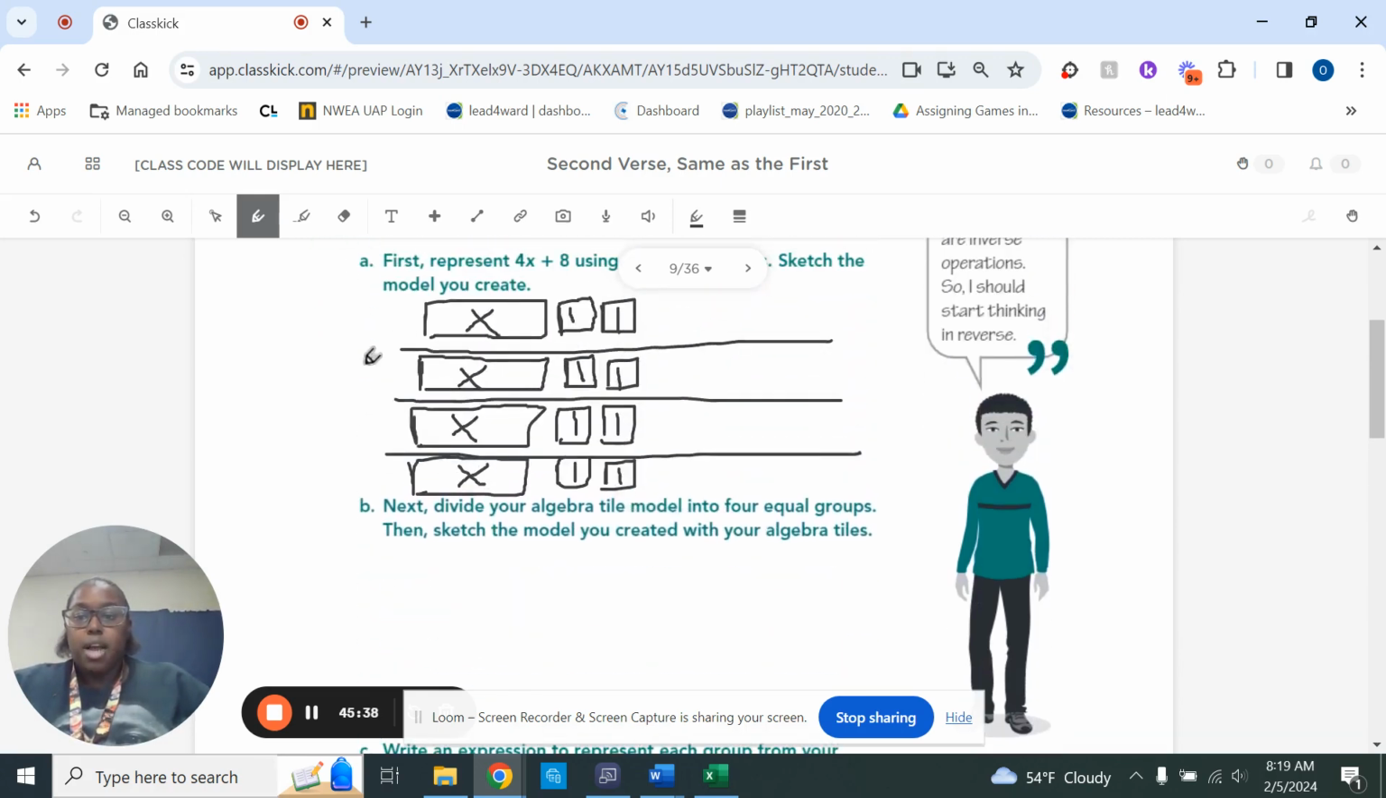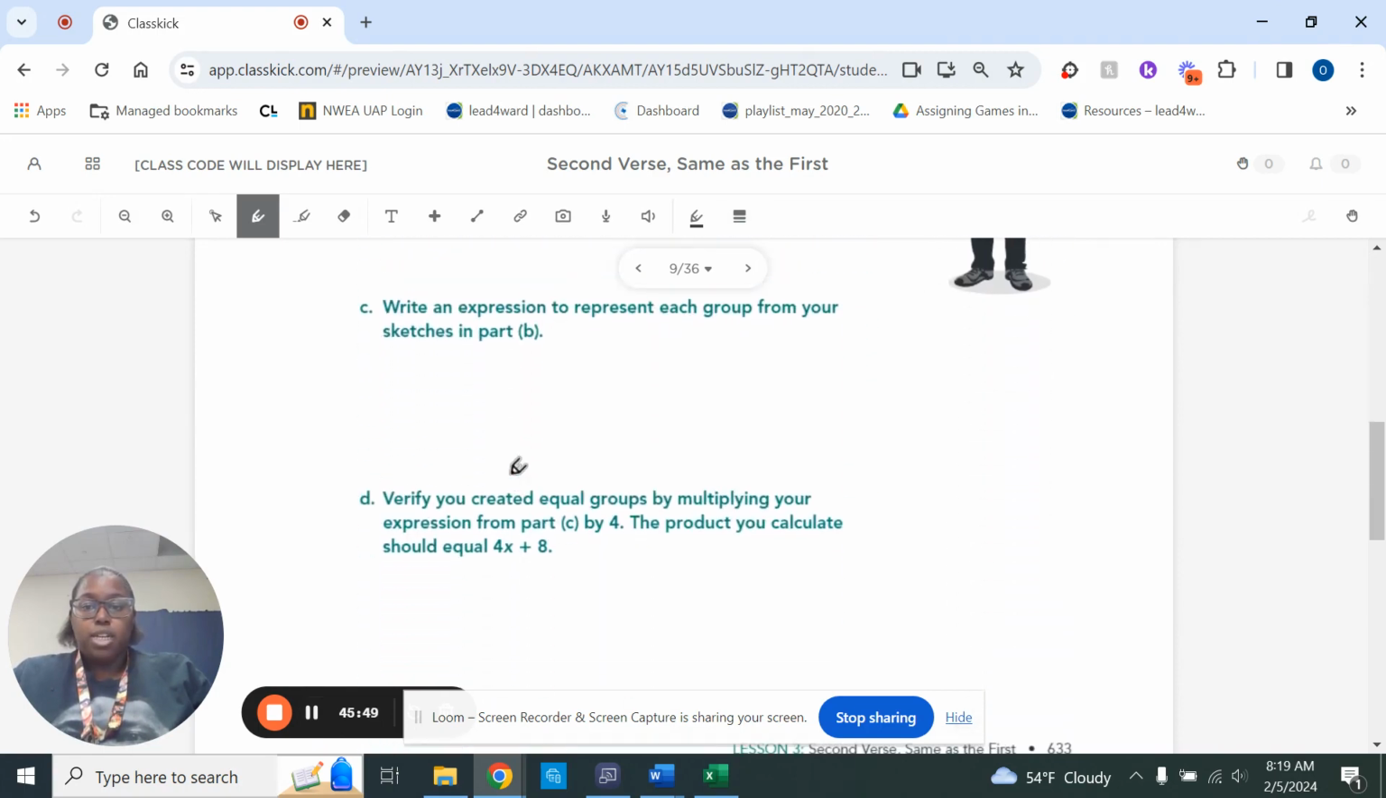Now, like I said, I did A and B together because I drew the algebra tiles and then I split them into groups. Give me one moment. All right, I'm back. So I did A and B together. So scrolling down, write an expression that represents each group from your sketch. I know this says B, but it's going to be in A. This is going to be part A, so that would be x plus 2.